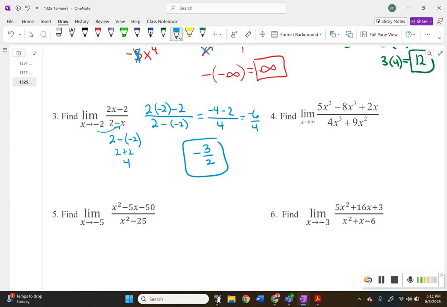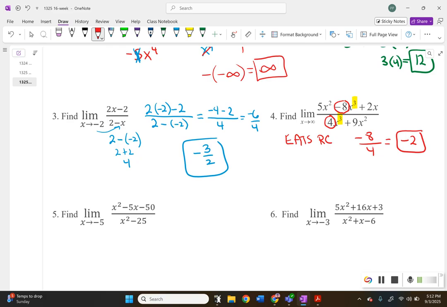Number 4, we have the limit as x approaches infinity. So this is a bottom-heavy type problem. So we look for the highest exponent on top and the highest exponent on bottom. In this case, the exponents are the same, so we are going to reduce the coefficients in front. So the coefficient here is negative 8, and here is 4. So negative 8 over 4 gives us a limit of negative 2.